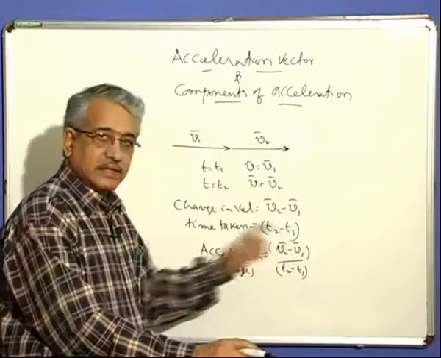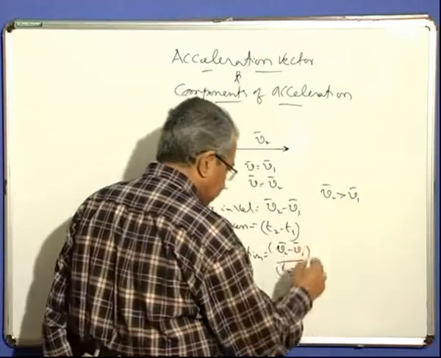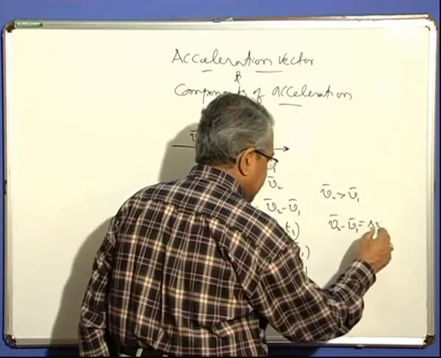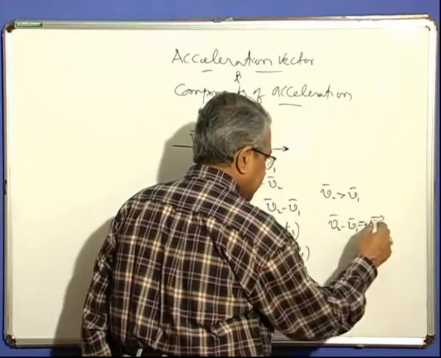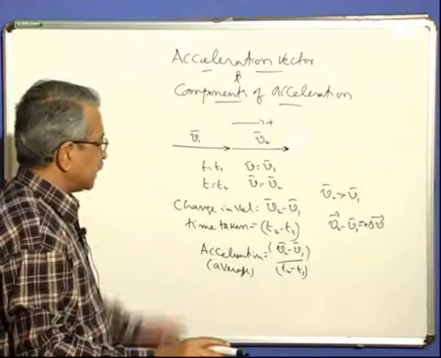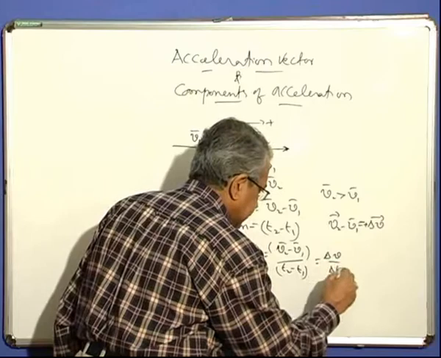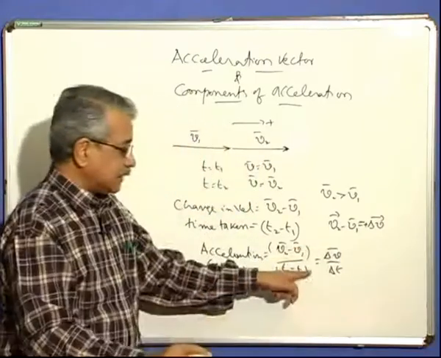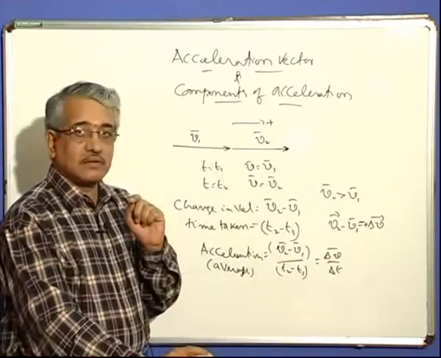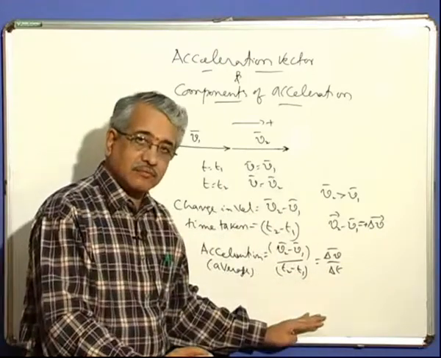Suppose v2 is greater than v1 in magnitude, then what we understand is this v2 minus v1, the delta v, will be positive. That means it will have the same direction as v2. This is the positive direction. That means the acceleration is given by delta v by delta t, where delta v is v2 minus v1, and it is in the same direction as v2. That is what we conclude from the definition of acceleration here.